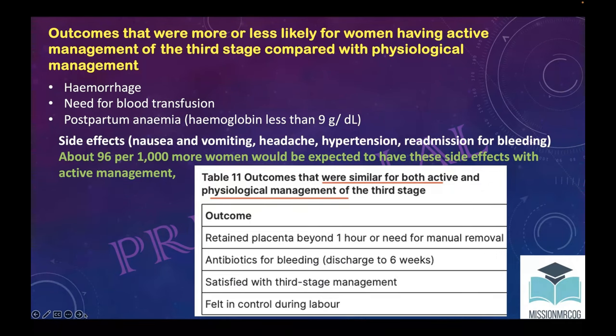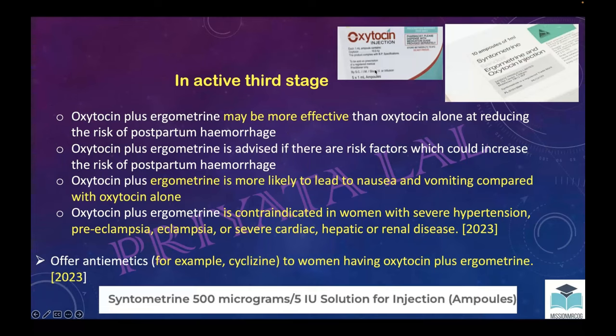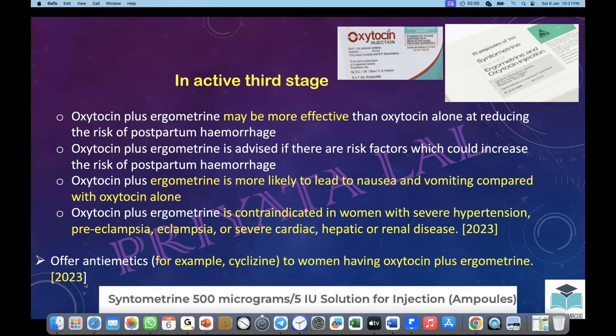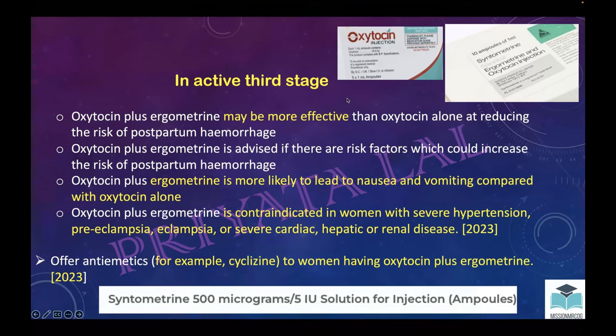Now about third stage of labor, they have added many things, and it is important to remember them. Now, oxytocin we know, and this is syntometrine. Syntometrine is an injection where ergometrine and oxytocin would be there. Now, what did they write about third stage? So, syntometrine is more effective than oxytocin. Syntometrine is advised if the patient has a risk factor that would increase PPH risk.